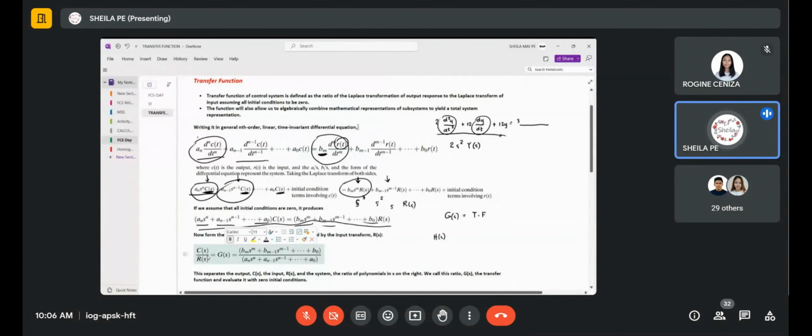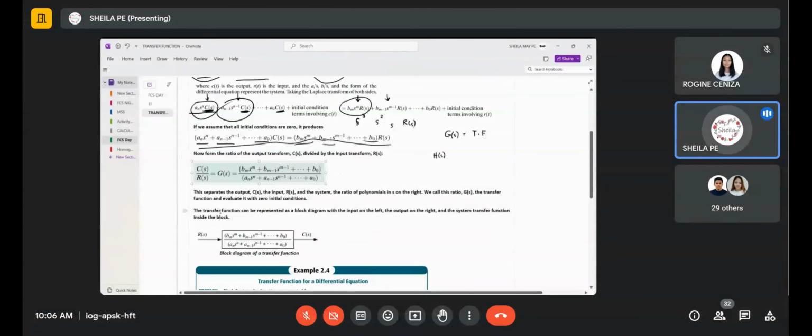So getting the ratio of our output Laplace transform to our input Laplace transform, C of s over R of s, is just equal to our transfer function G of s. You manipulate the equation to get C of s over R of s. This is the solution. It separates the output C of s, the input R of s, and the system. The ratio of polynomials in s is on the right. We call this ratio G of s the transfer function and evaluate it with zero initial conditions.